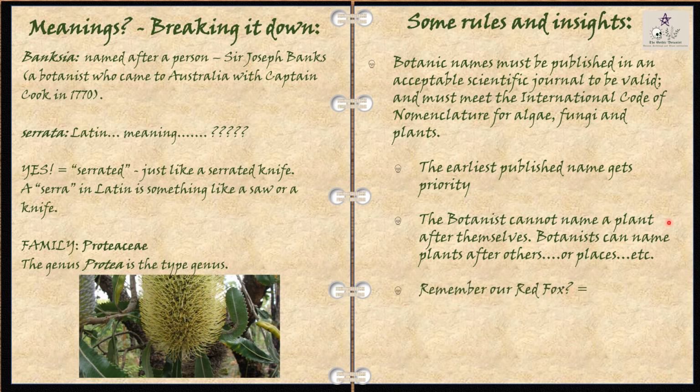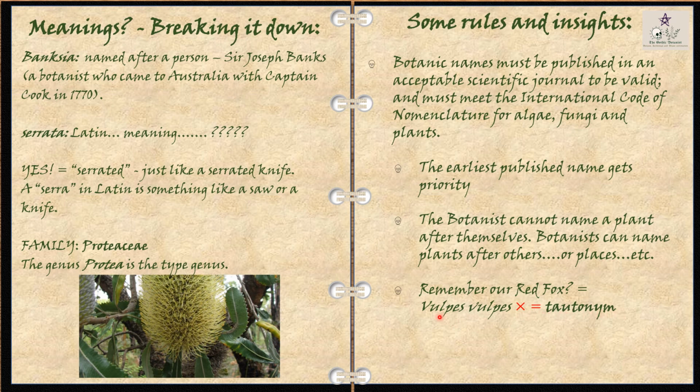Remember our red fox? Just getting back to that. It's called Vulpes vulpes. That's its scientific name. That's not allowed in botany. You can't name a plant with an identical species epithet to the genus, and that's called a tautonym. And I might do a video explaining things like synonyms or synonymous names, all those sort of concepts that you can come across in botany.